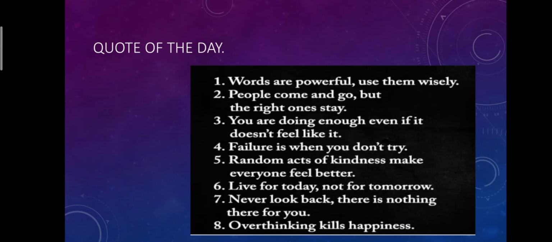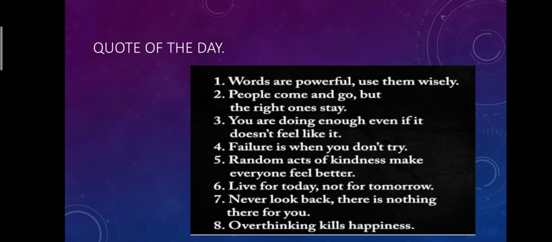Now, quote of the day. Words are powerful. Use them wisely. People come and go, but the right ones stay. You are doing enough even if it doesn't feel like it.